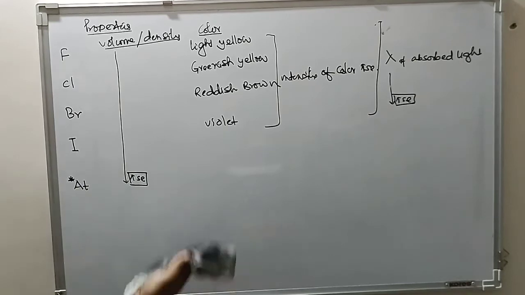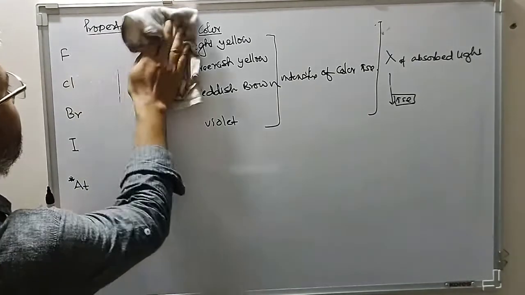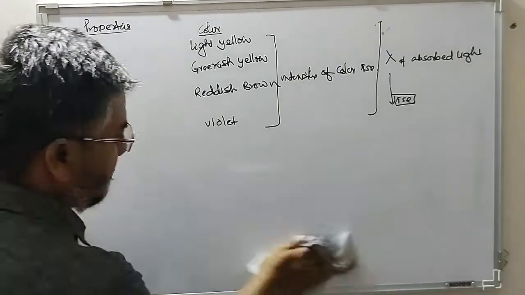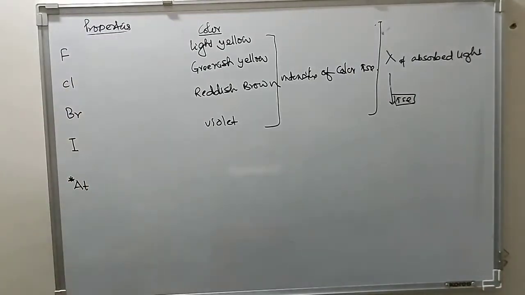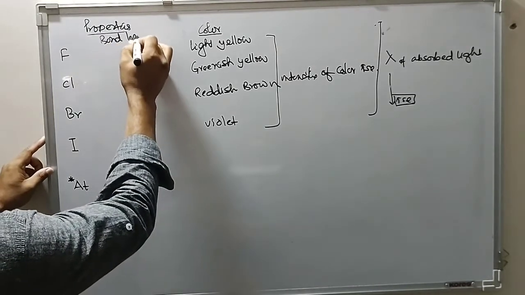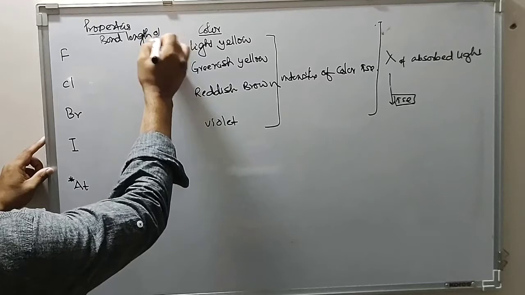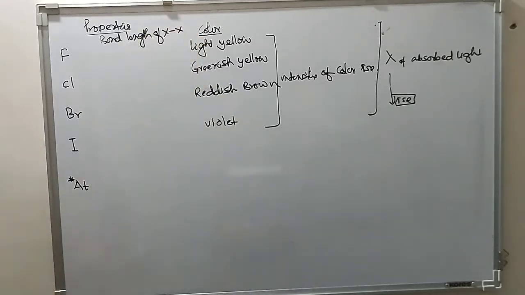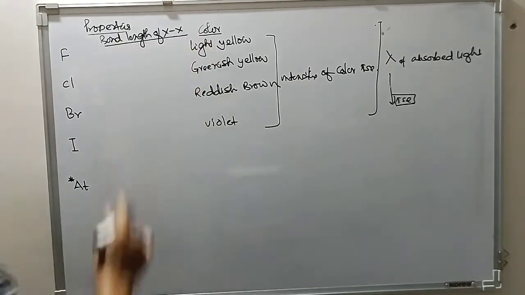After this, we'll explain the bond length. Bond length of XX, bond distance of XX. Now look at this.